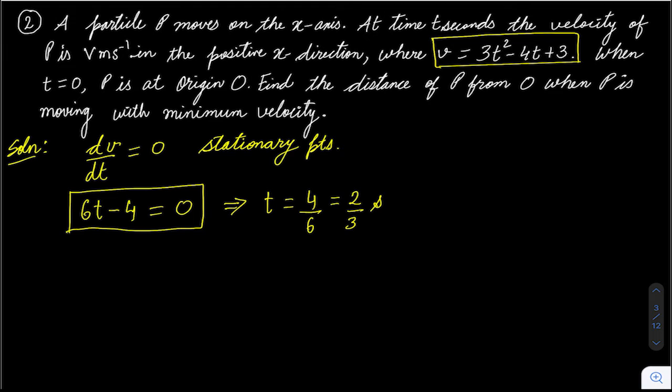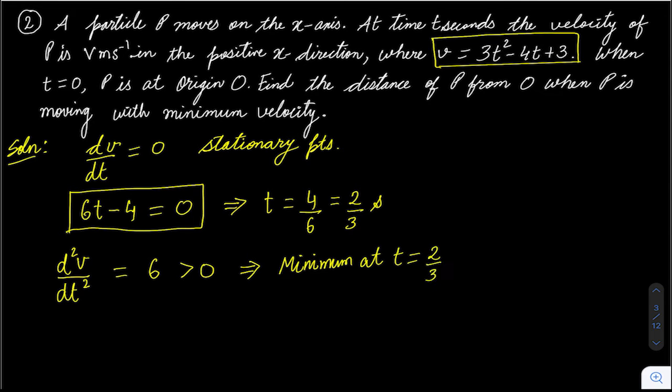But I don't know whether it's maximum or minimum. So let's find that also. We know that if d square v by dt square is positive, then we get local minima. If that value is negative, then we get maxima. So let's find d square v by dt square. Let's double differentiate this. 6t minus 4, differentiation will be 6 only, which is positive. It implies that the stationary point will give us minimum at time equal to 2 by 3 seconds.